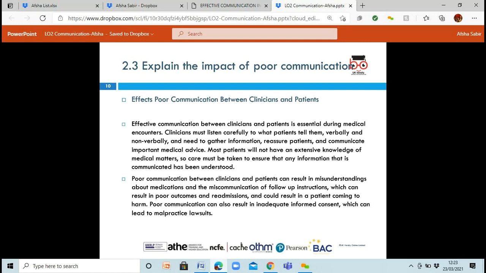When you do have poor communication between the clinicians and the patients, it can result in misunderstandings. You get miscommunication. You might end up following the wrong instructions. You might end up getting the wrong medication. So you're going to have poor outcomes. You might get readmissions, so someone's gone home and they've been sent back. There was a case which I knew of a while ago, and I only found out about it for a reason I'll let you know.